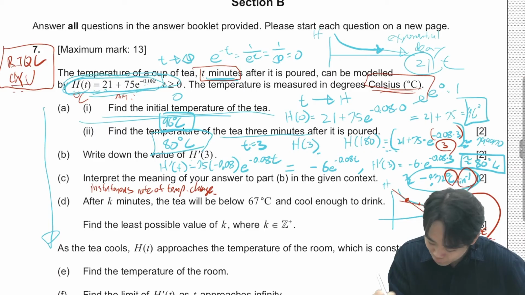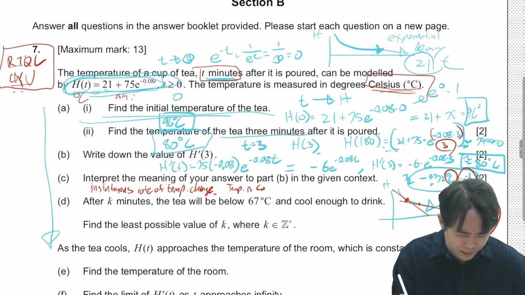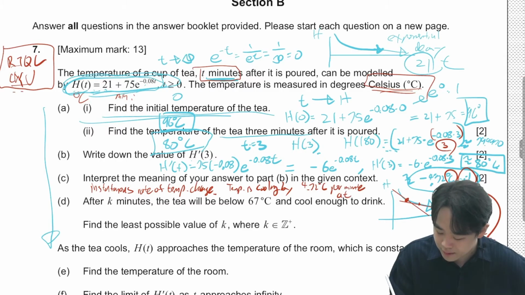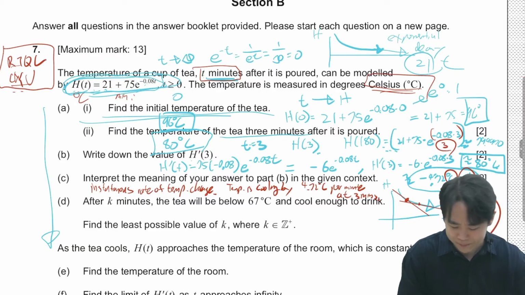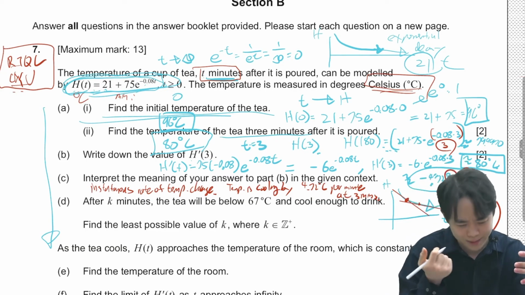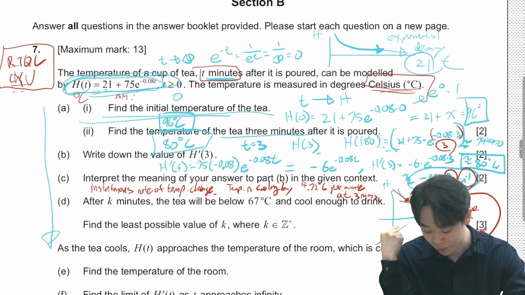So negative 4.72 means that the temperature is cooling by 4.72 degrees Celsius per minute when the time is 3 minutes. So 3 minutes after it started cooling, we are losing 4.72 degrees Celsius per minute, every minute.